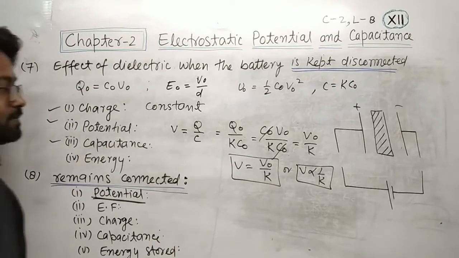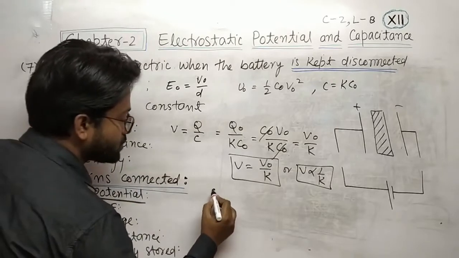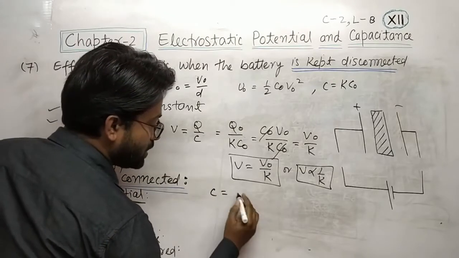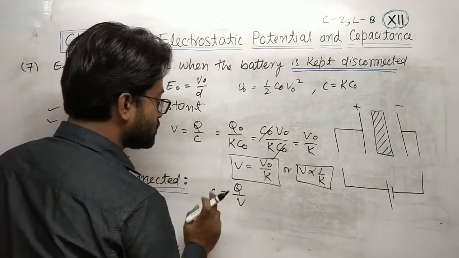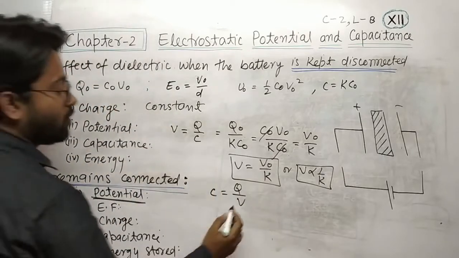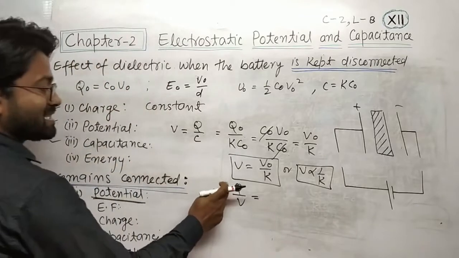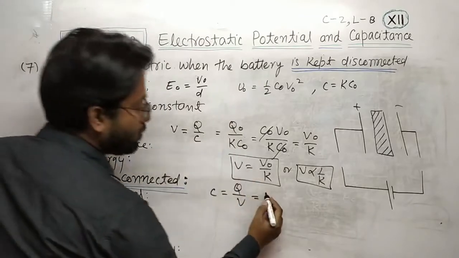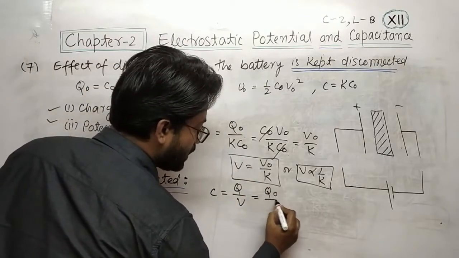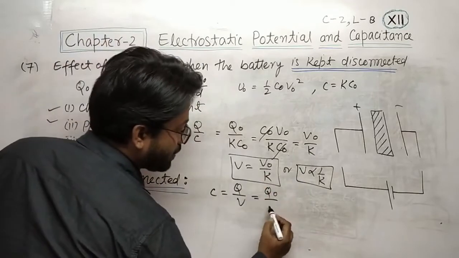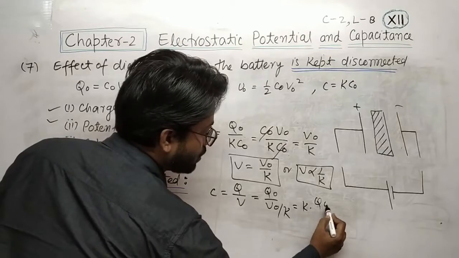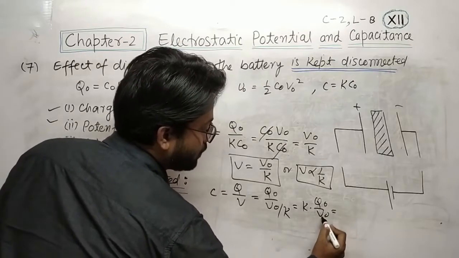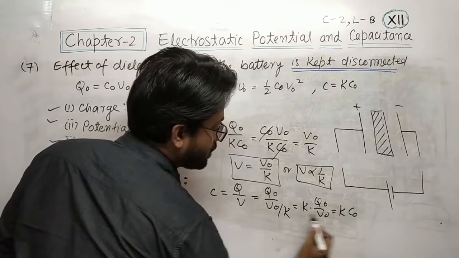What will happen with the capacitance of the capacitor? C is equal to Q upon V. Q equals CV, so C is equal to Q upon V. Q remains constant Q, and in place of V we can write V naught upon K. K times Q naught upon V naught. We can write K times C naught.